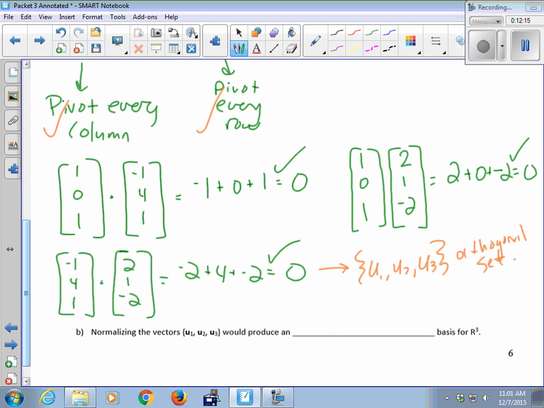If I normalized the vectors, what does normalize mean? Make them unit vectors. If you make them all unit vectors, that would produce what kind of basis? Orthonormal. Right? It's already orthogonal. If you make all the vectors normal by making them length 1, now we have an orthonormal basis.